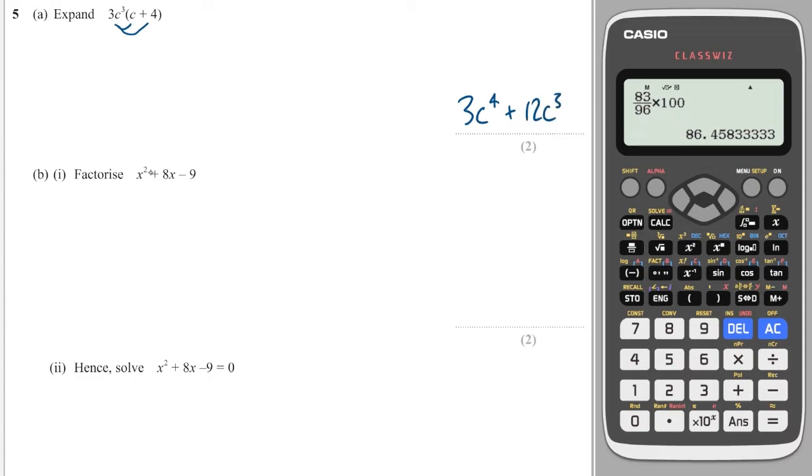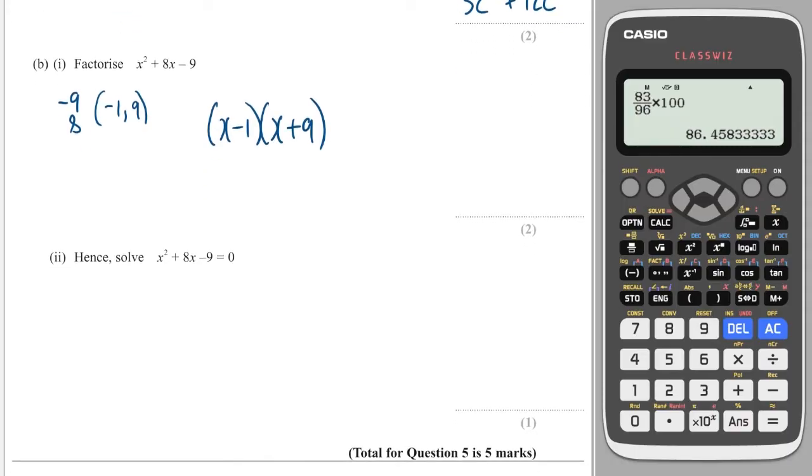Factorising this, I need to find two numbers which times together to make minus 9 and add together to make plus 8. Those two numbers are minus 1 and positive 9. That does the job. So you write x minus 1, x plus 9.